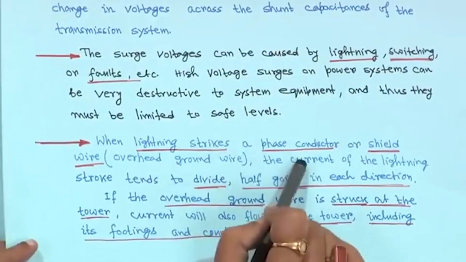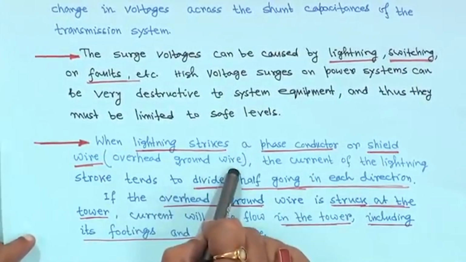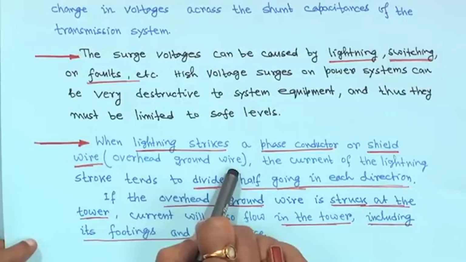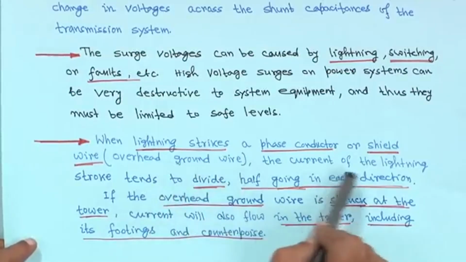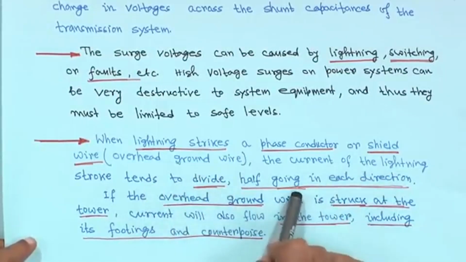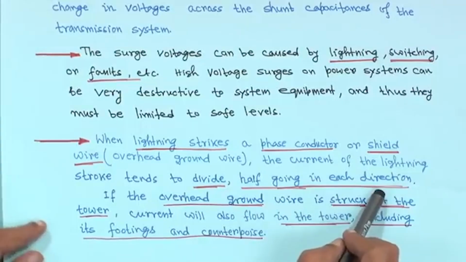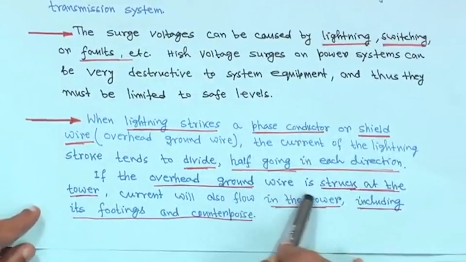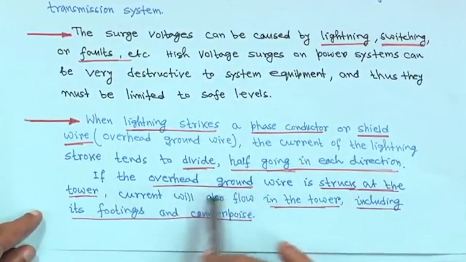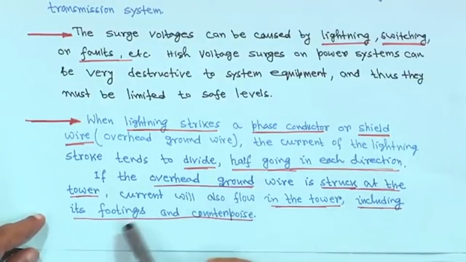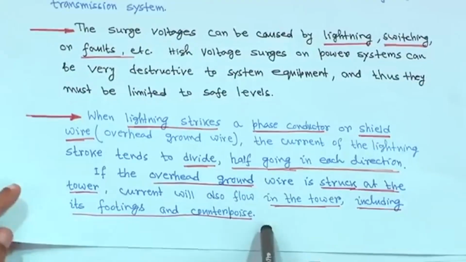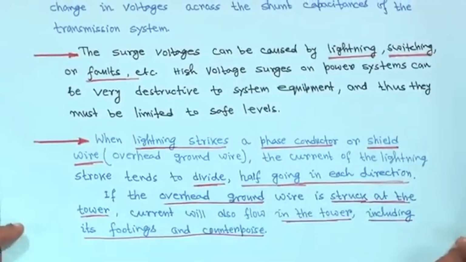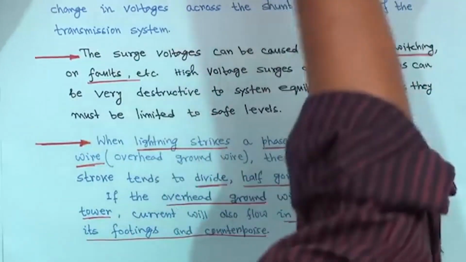While lightning strikes a phase conductor or shield wire or ground wire, right. If you look at any tower, you will see that one ground wire will be there at the top of the tower, right. So, the current of the lightning stroke tends to divide, half going in each direction. I mean, when a lightning stroke happens, the wave actually moves both sides, half each, right. If the overhead ground wire is struck at the tower, current will also flow in the tower, including its footings and counterpoise. You have to take care of this lightning stroke, because it is a very common phenomenon, right.